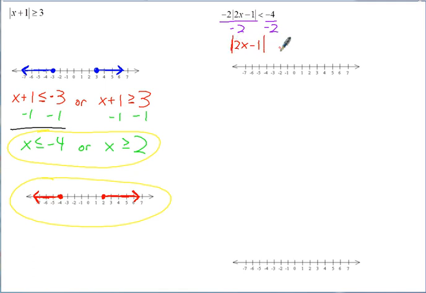Remember, when you divide or multiply an inequality by a negative number, you have to flip the sign. So now it switches from less than to greater than. Negative 4 divided by negative 2 is positive 2. So the distance away from 0 this time is greater than 2, so it can be 2 this direction, but not equal to 2, so it's an open circle, or 2 this direction, but not equal to 2. And the distance is greater than 2, so it has to be further away from 0 than 2, so either this way or this way.